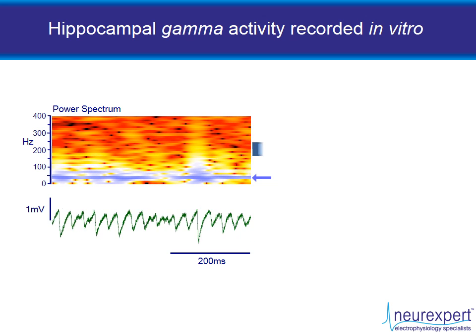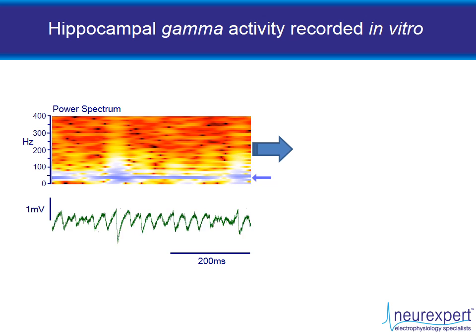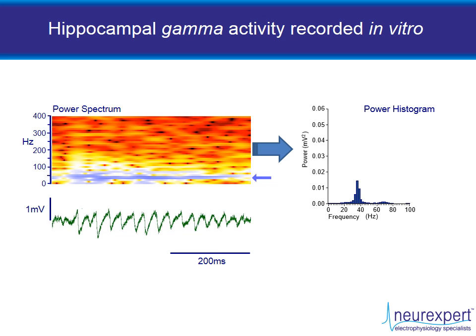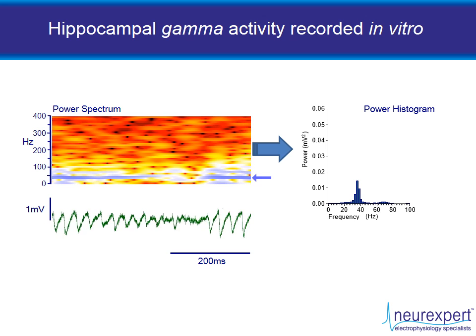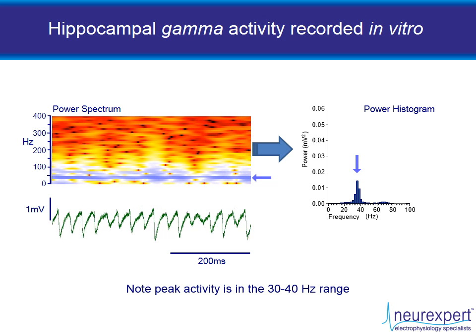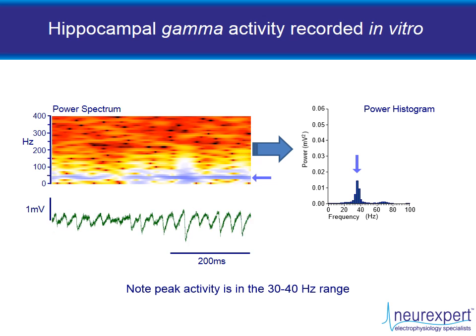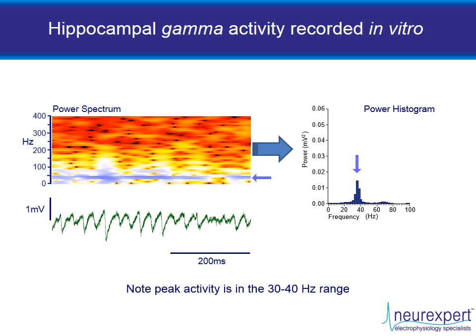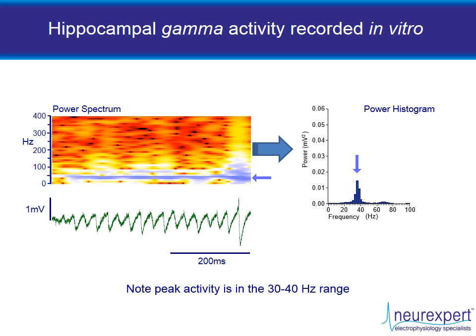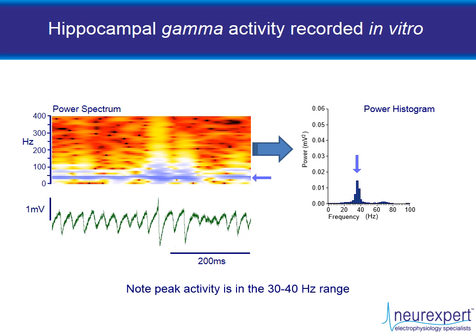This power distribution, or spectrum, can be quantified. Shown here is a histogram illustrating the power at different frequencies in this recording. Note peak activity is in the 30 to 40 Hz range, as shown by the arrow. This activity in the slice can thus be considered to model human EEG activity in these conditions.